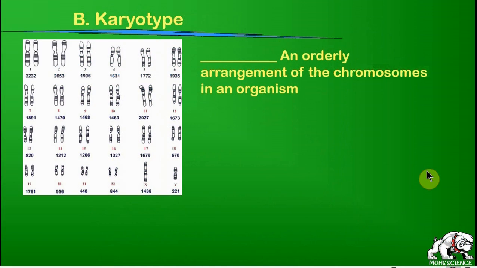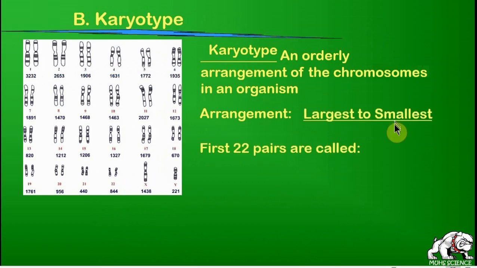So one of the things we can do with chromosomes is look at genetic diseases using what's called a karyotype. A karyotype is an orderly arrangement of chromosomes in an organism, and we're going to be specifically focused on humans. You can see here the chromosomes are arranged in certain ways. The biggest ones are at the top, so it always goes largest to smallest, and you physically measure them on a microscope to see how long the chromosomes are.